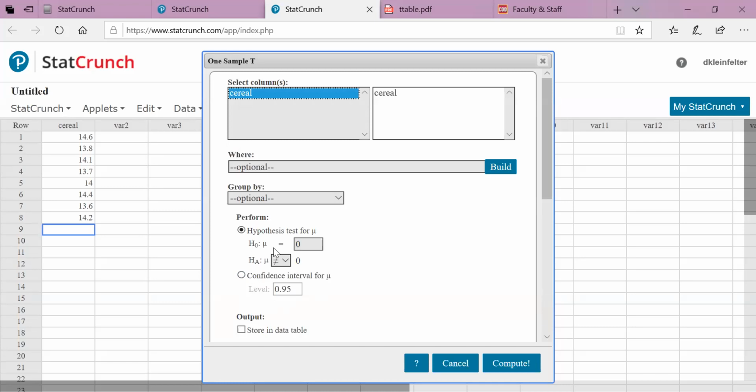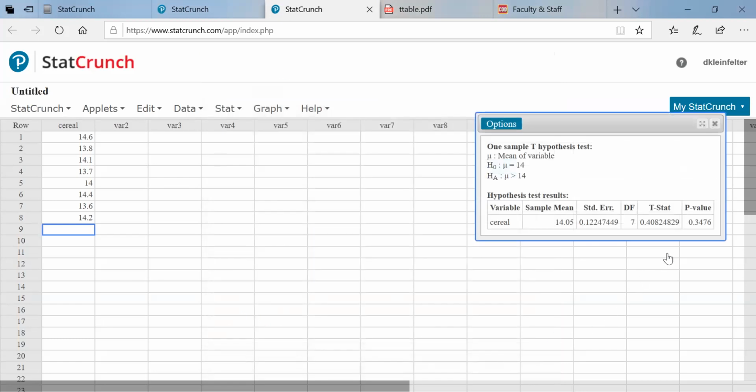For this one, our hypothesis was that the mean was equal to 14.0. And then our alternative was that it was greater, right? So we'll change our inequality sign to be a greater than, and then we'll go ahead and hit compute. So we get a p-value of 0.3476, which is, like we said, pretty large. And so based on that, we're going to fail to reject our null hypothesis.